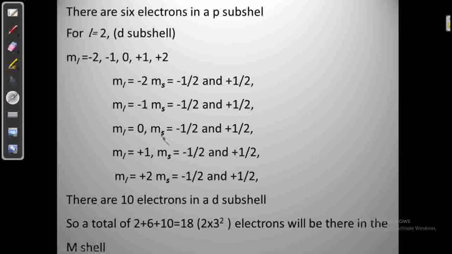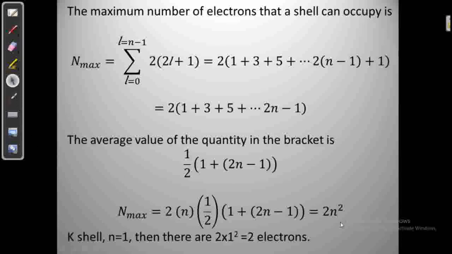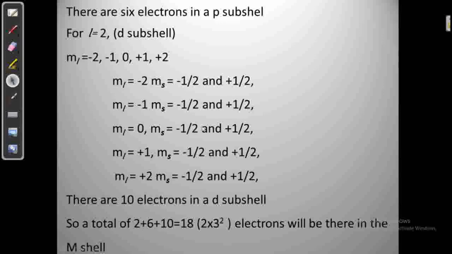The total number of electrons that can be accommodated in a shell is 2n square. So when n equal to 3, 3 into 3 is 9, into 2, 18 electrons. You obtain the same number when counting the electrons in each subshell, that is 2 into n square, 2 into 3 square, that is 18. So there are 18 electrons that can be accommodated in the M shell.